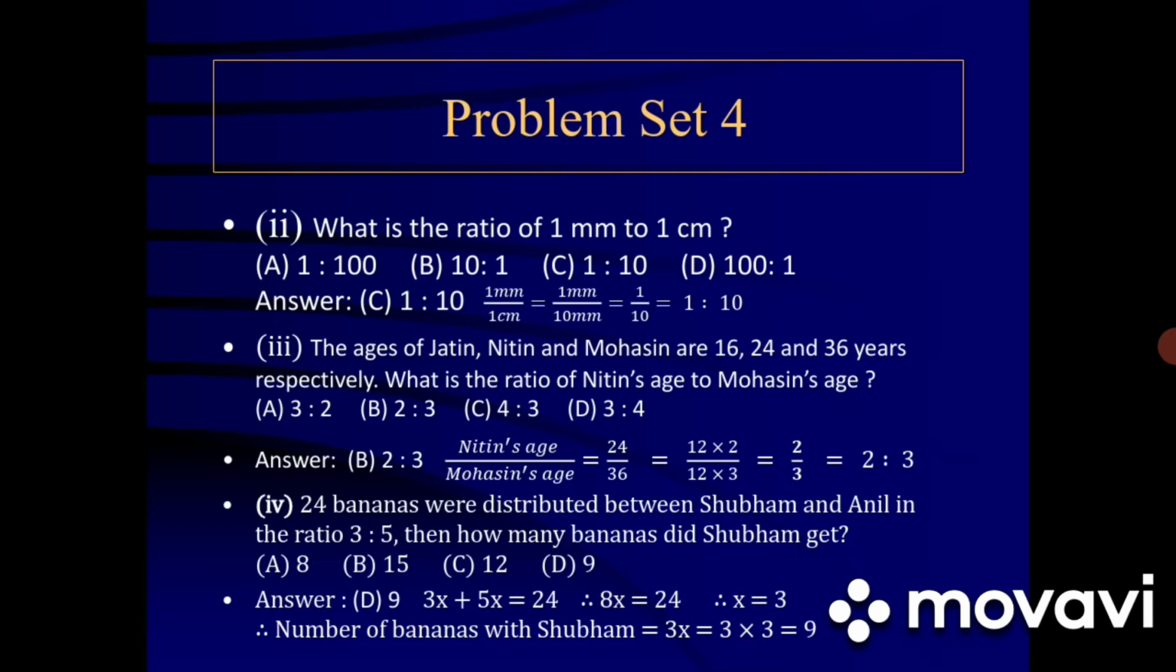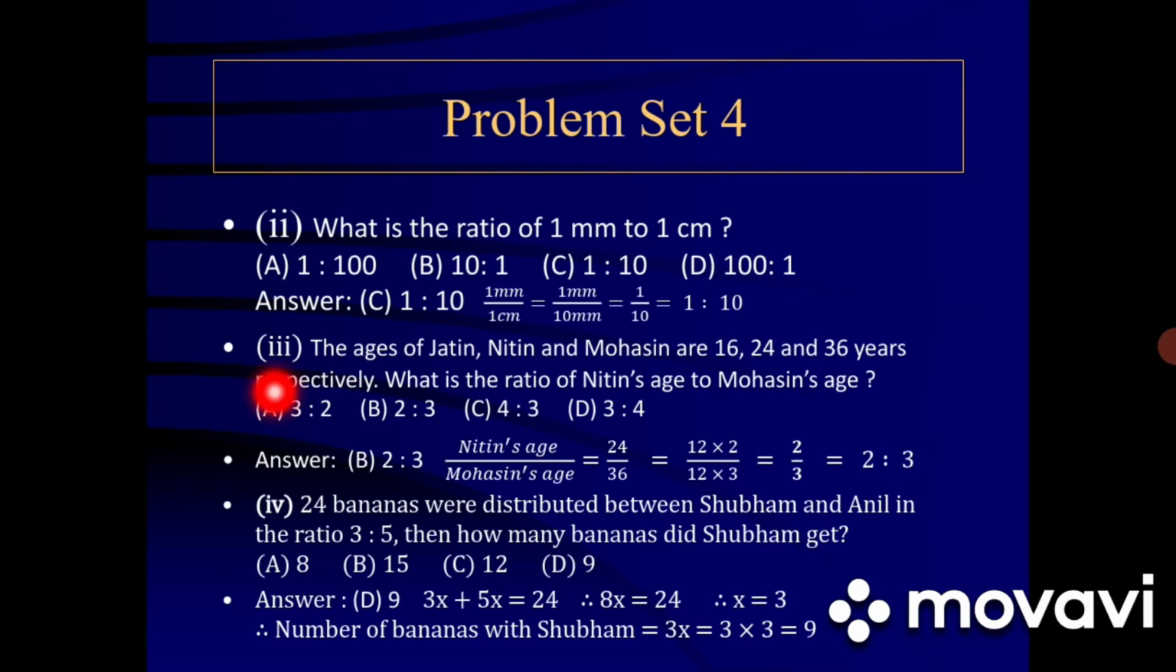Subdivision 2. What is the ratio of 1 millimeter to 1 centimeter? Answer: 1 millimeter upon 1 centimeter is equal to 1 millimeter upon 10 millimeters. That is equal to 1 upon 10, and that is equal to 1 is to 10. Therefore, our answer is option C, 1 is to 10.